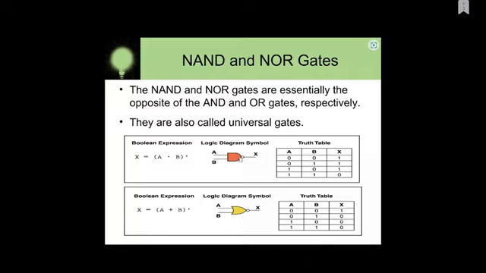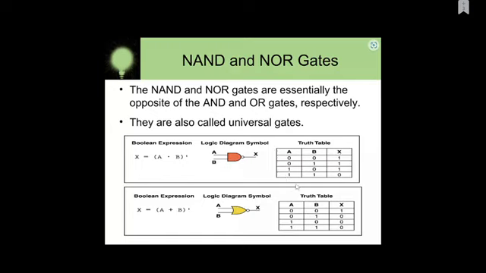Here it is constructed as a bubble AND gate. So the Boolean expression is A into B whole bar. Coming to the truth table, it is exactly complementary to the AND gate.